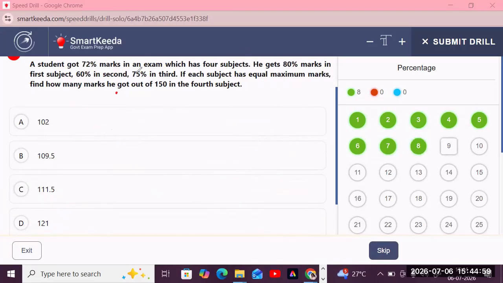The student got 72% in an exam which has 4 subjects. He got 80% marks in the first, 60% in the second, 75% in the third. If each subject has equal maximum marks, find how many marks he got out of 150 in the fourth subject.